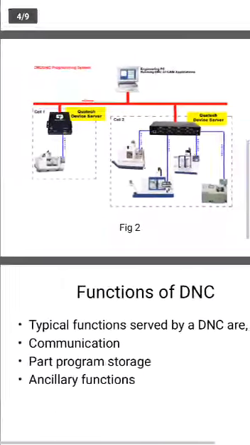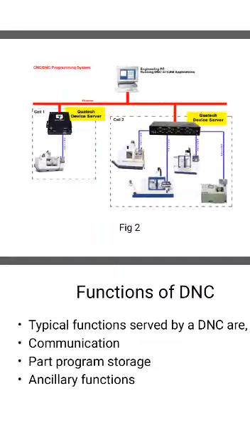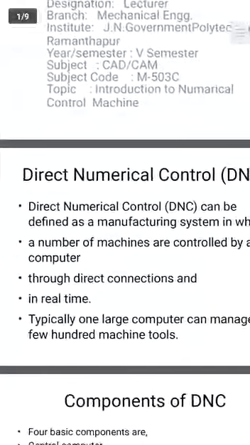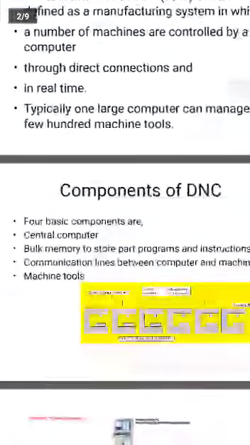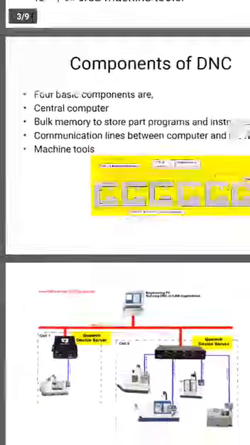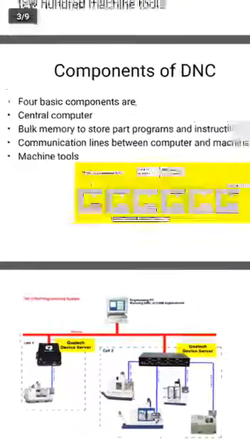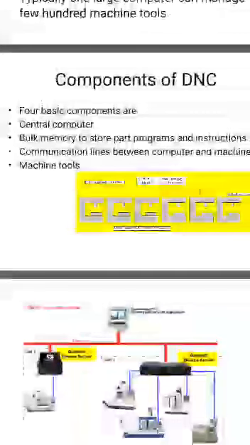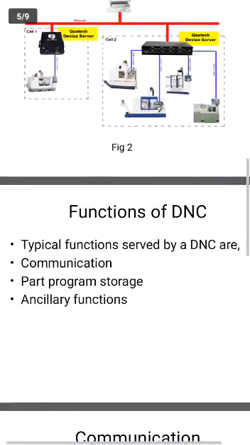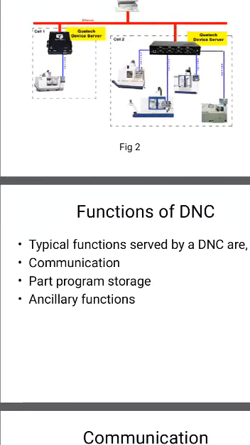Okay, so today what we have seen: definition of DNC, next what are the components of DNC, next functions of DNC. The components are central computer, bulk memory storage, communication line between component and machine tool. So each one we have studied. Next one, functions of DNC. These are also three different types of functions: communication, part programming storage, and auxiliary function.